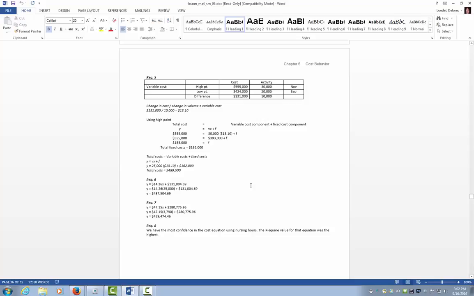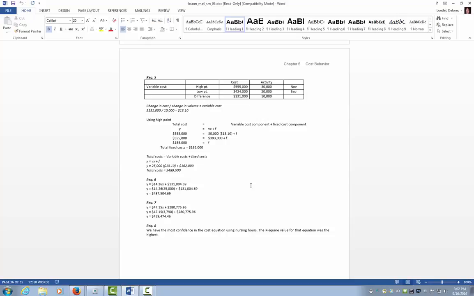Therefore, we know our total fixed costs, and we can then plug that into any equation that we wish to use, using that fixed cost component. Okay, so that's the last part of requirement 5. Let me just read that again to refresh your memory, since it's been a minute since we looked at that.